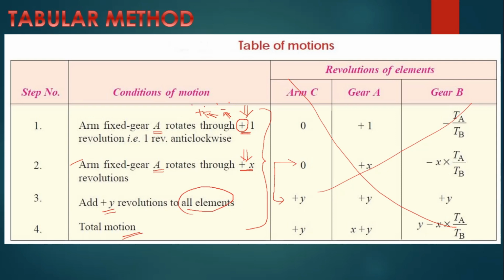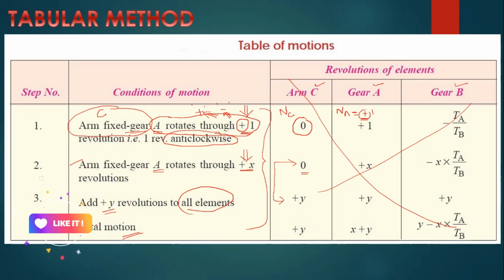For example, 2 gears are there, with arm C, gear A and gear B, right. Now arm C is fixed here and gear A rotates plus 1 revolution. Arm is fixed, so here 0. The speed of the arm C, NC, is 0, because arm C is fixed. So our condition is arm C is fixed, that is why the speed of C is 0, and gear A rotates plus 1 revolution. Which means the speed NA is equal to plus 1. Why plus? Here we are assuming anti-clockwise direction. Anti-clockwise means the sign is plus, right.